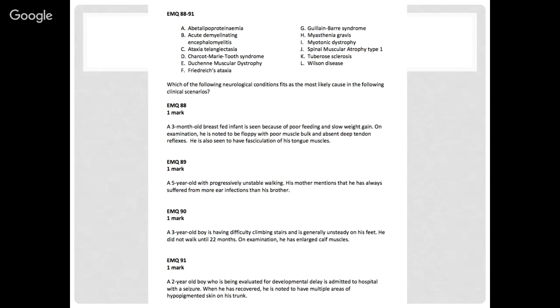Okay, Friedrich's ataxia. Friedrich's ataxia is a reasonable differential for unstable walking. How does Friedrich's ataxia present? It's basically just going to be the unstable walking and some leg signs. It doesn't have this ear infection.